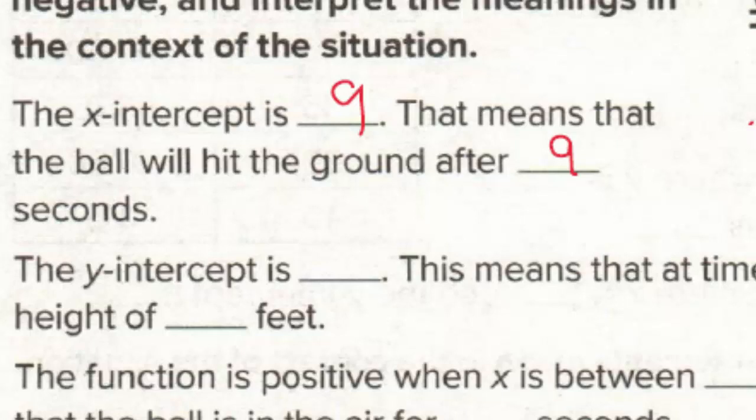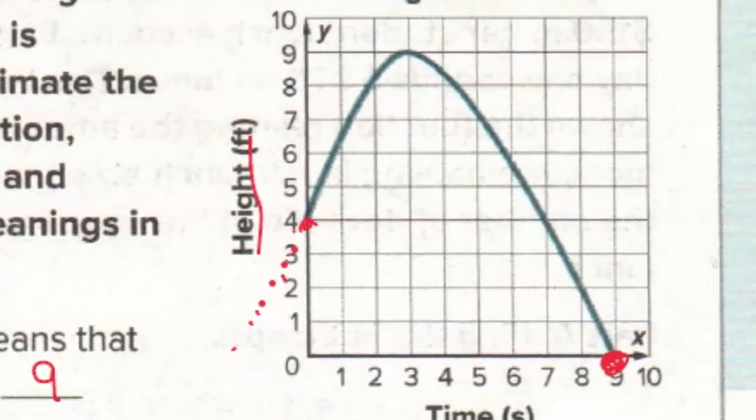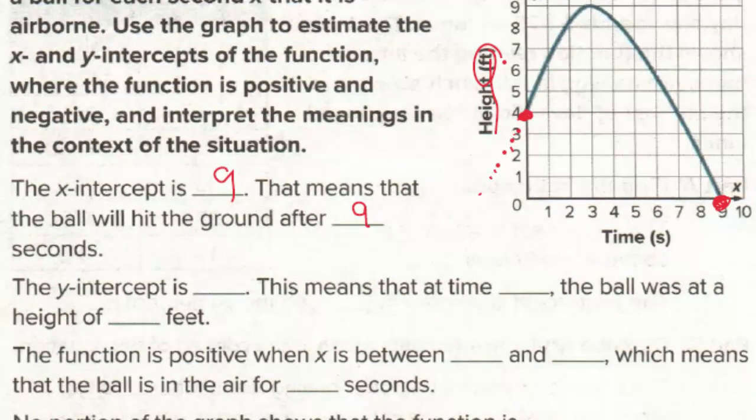The y-intercept looks like it's right here, which is 4. Remember, the y-intercept is measured in feet, so that's probably above the ground, so that is 4. And this means that at time 0, because down here, if we go straight down, the x-coordinate there is 0, the ball was at a height of 4 feet. So basically, that's like the starting point of the graph. So at 0 seconds, the ball is already 4 feet above the ground.